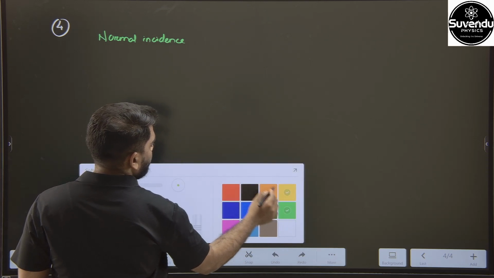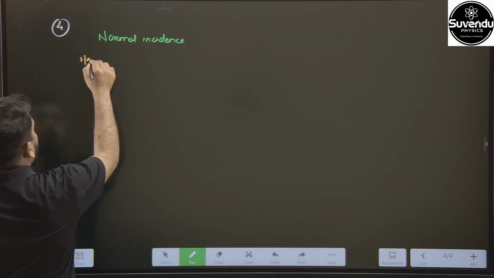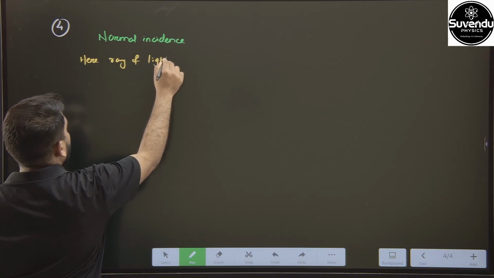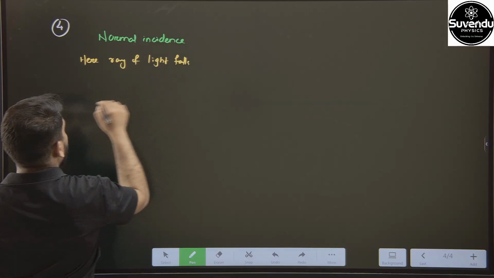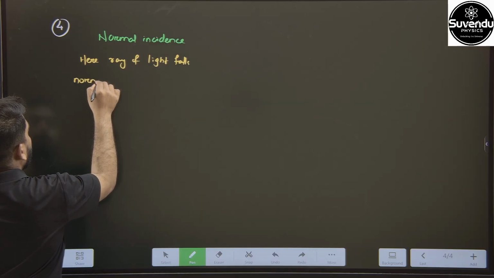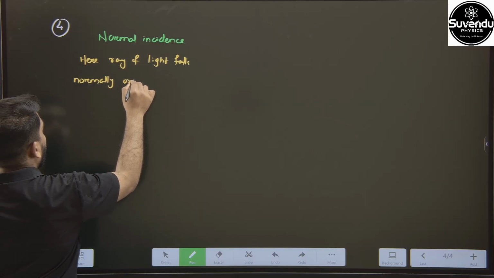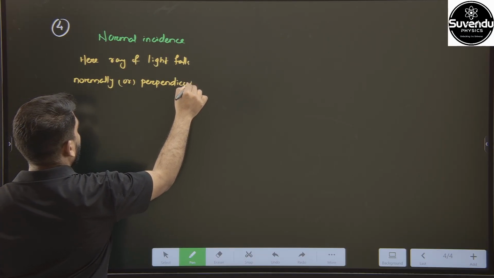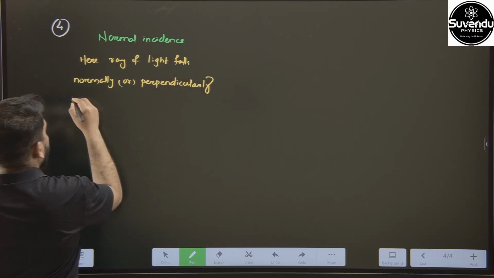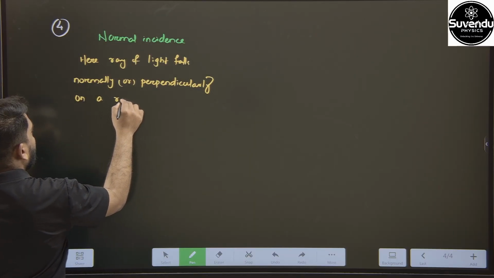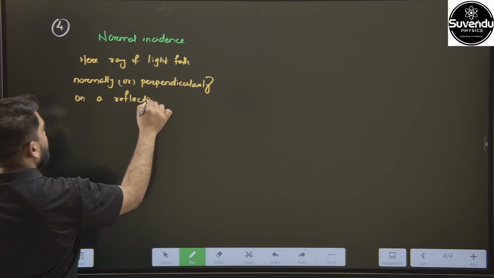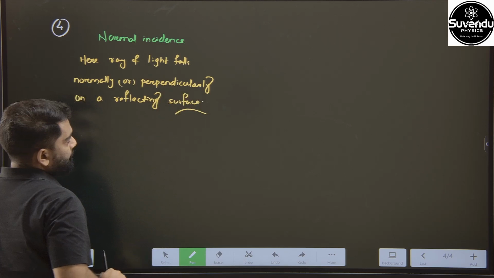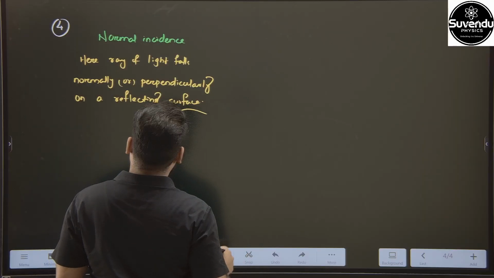नॉर्मल इंसिडेंस में क्या होगा? हियर रे ऑफ लाइट फॉल्स नॉर्मली और परपेंडिकुलरली on a reflecting surface. That means डायग्राम के हिसाब से हम लोग इसको कैसे एक्सप्लेन करेंगे?